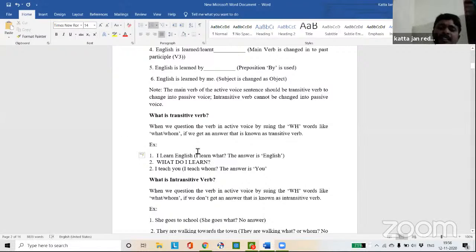But in spoken language, I just simply use 'I learn what'. We need to question the main verb in active voice, so I question with the word what. I learn what? Do we get an answer? Of course, yes. There is a word, English. So learn is a transitive verb.